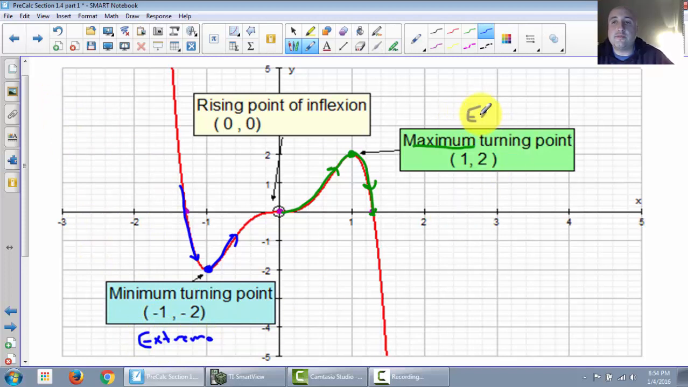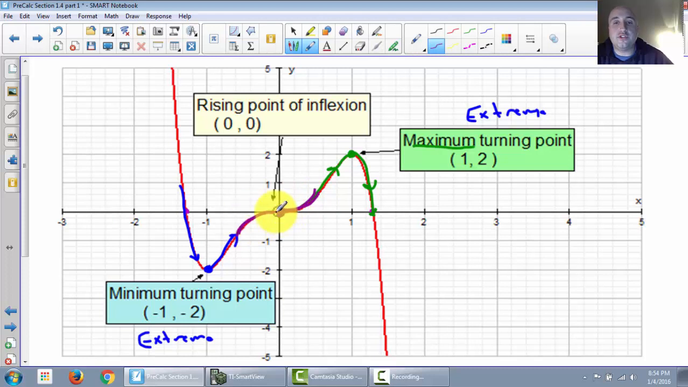So this is an extrema point. Extreme meaning either high or low. And then in the middle here, we have something called a point of inflection. Okay, and notice that it was going up. So it changes its shape. So this one is bent downwards, now it's bent upwards.